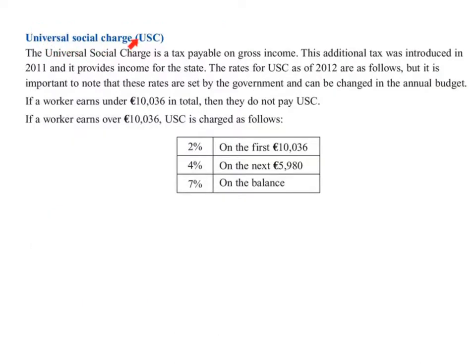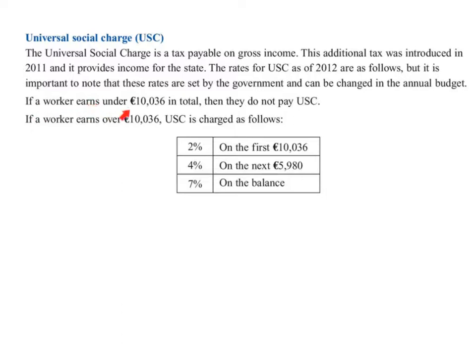Universal Social Charge, USC. The Universal Social Charge is a tax payable on gross income. So gross income is income before deductions. This additional tax was introduced in 2011 and it provides income for the state. The rates of USC as of 2012 are as follows, but it is important to note that these rates are set by the government and can be changed in the annual budget.